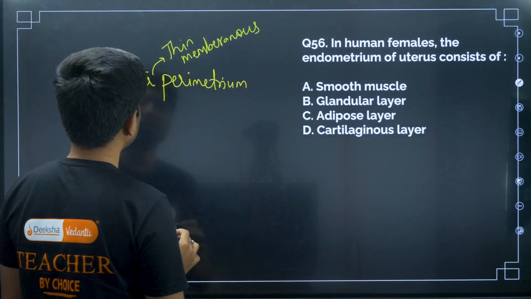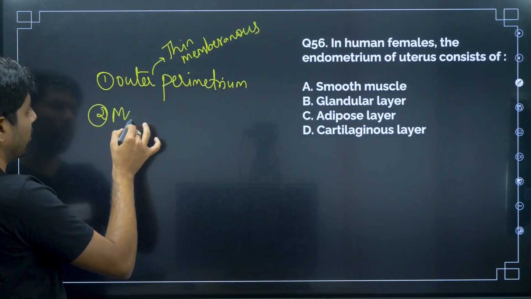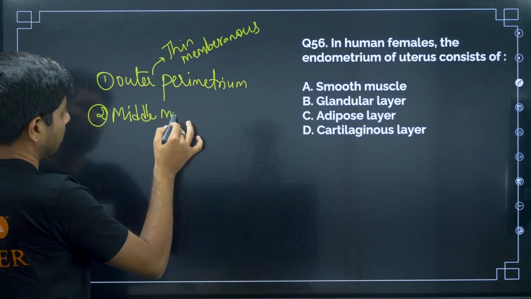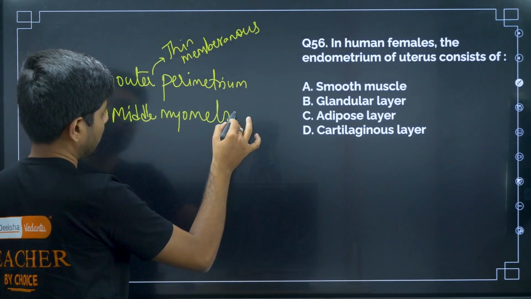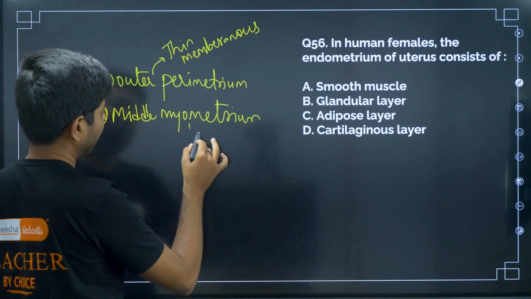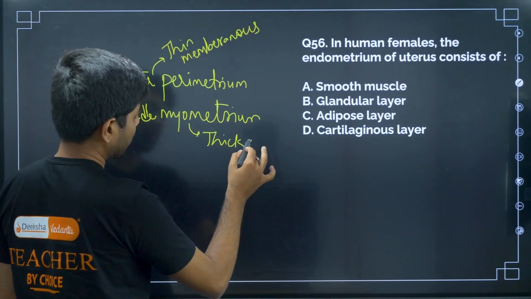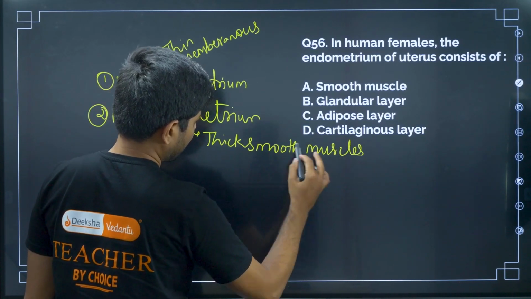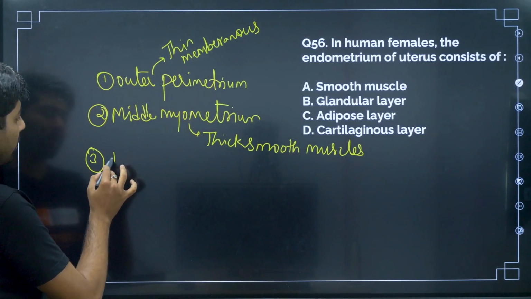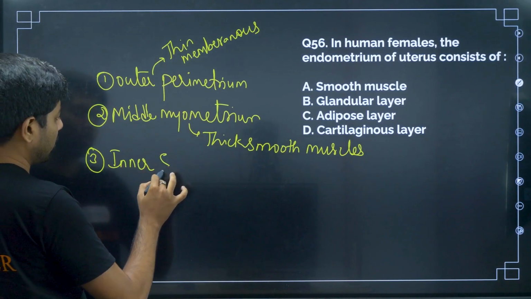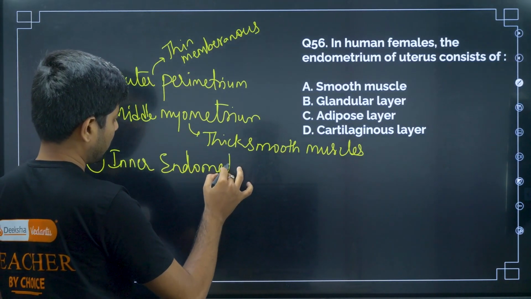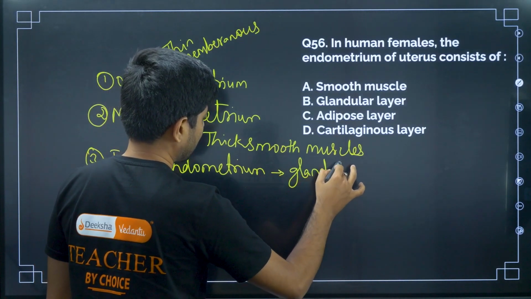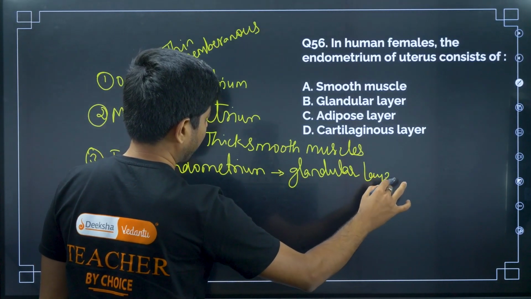This is thin membranous. You have the second layer, which is the middle myometrium. This is made up of thick, smooth muscles, right? Then you have the third one, it is inner endometrium. This is glandular. It's a glandular layer, right?